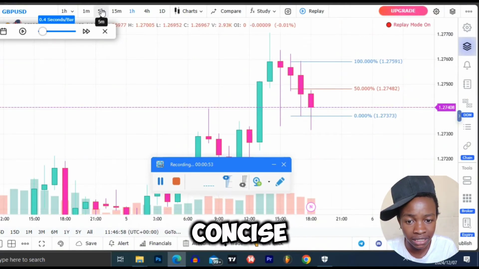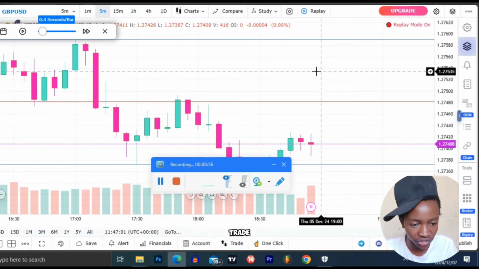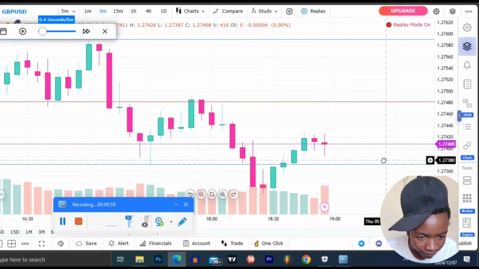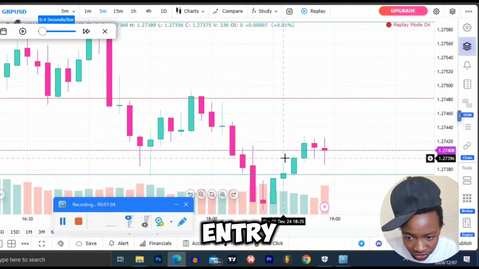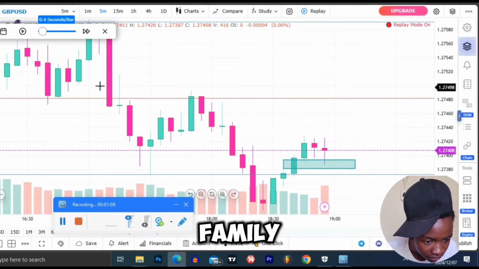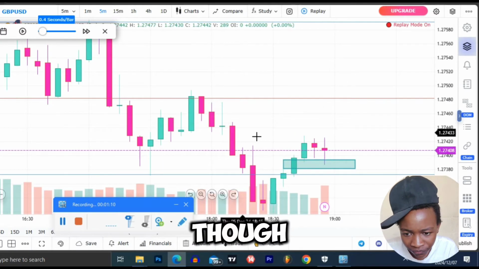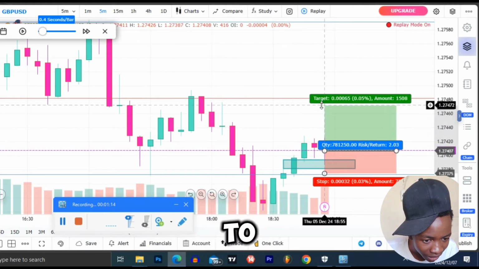But to be more concise, you can just go to the 5-minute time frame to actually get a better trade. So basically, I usually use the first fair value gap that is formed as my entry reason, right? You can see we go here, got a beautiful fair value gap there, although it's kind of small though. Yeah, I kind of accept it. Then you can get your entry right there to buy.